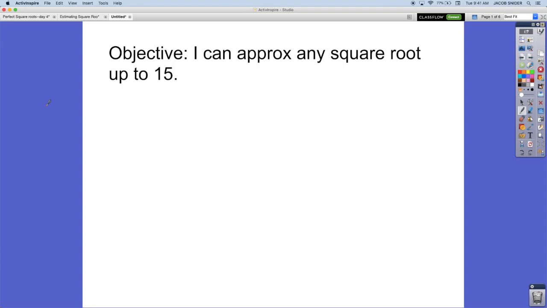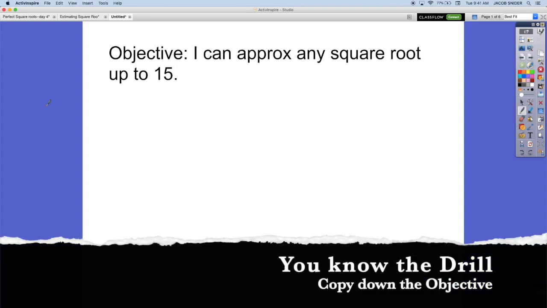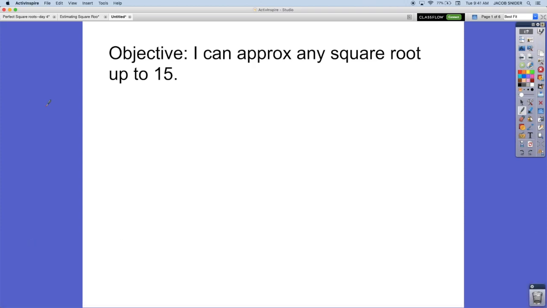Here's the objective for today. So the second day in a row that we're going to do basically the same thing. I think it's a pretty tough skill, and I want to make sure that we have it before we move on. Okay? So our objective for today is the same thing that we did yesterday. A little tweak to the wording, but it's pretty much the same thing. I can approximate, okay, abbreviate there, any square root up to 15.